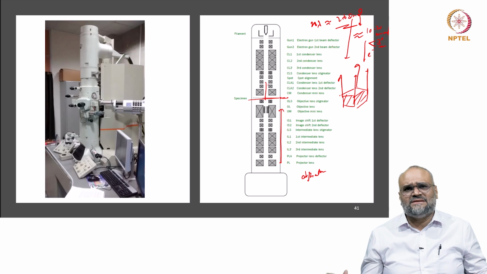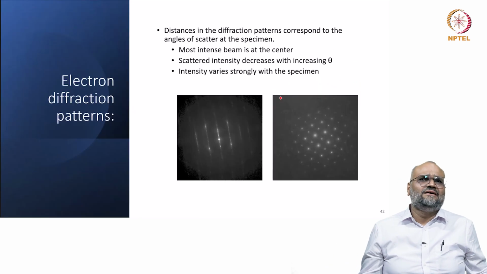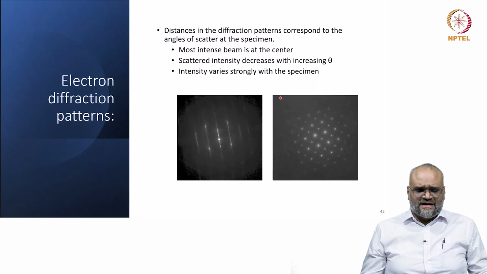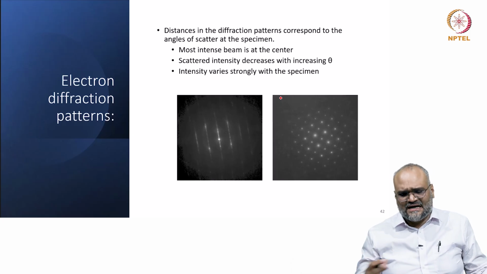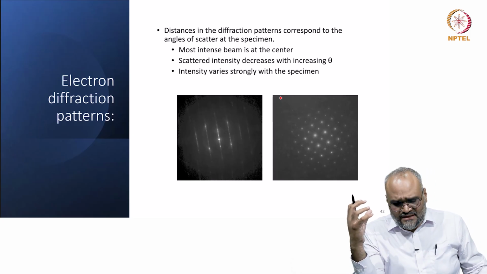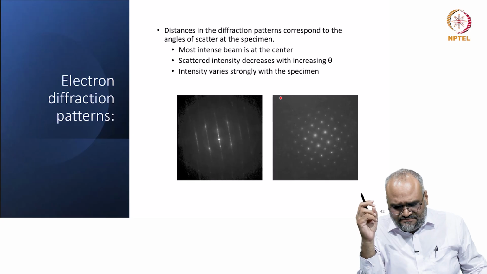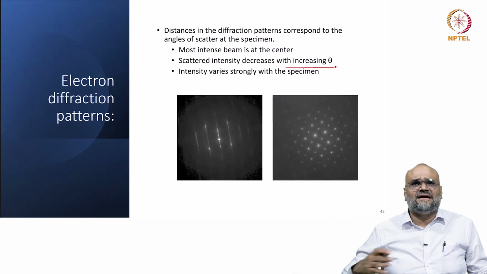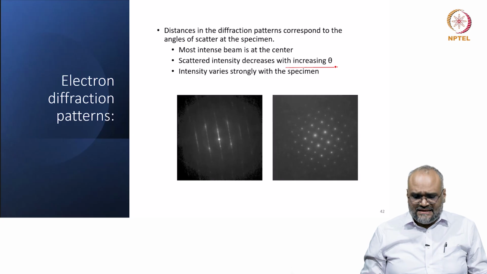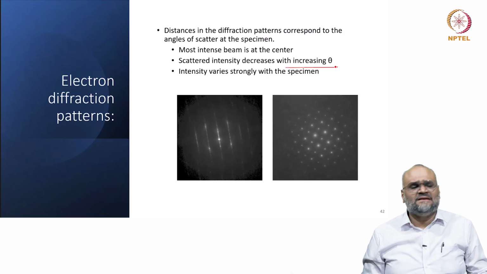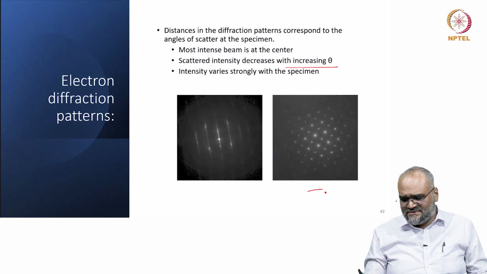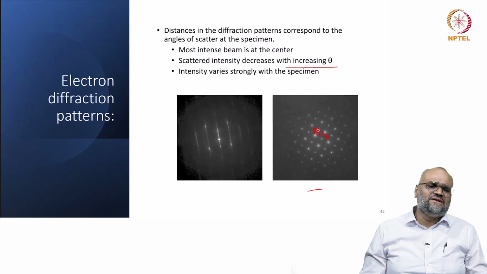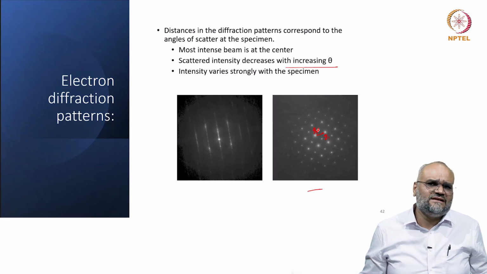So, this is what happens in an electron diffraction pattern, and if I look at an electron diffraction pattern, the distances in the diffraction pattern correspond to the angles of scatter. The most intense beam is at the center, and the scattering intensity decreases with increasing angle of scatter. The intensity varies strongly within the specimen, and there are specific methodologies with which I can start indexing these reciprocal lattice vectors, and from this I get the crystallographic information on the specimen.